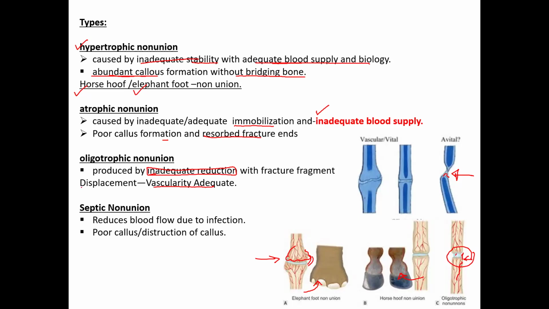Infected or septic non-union, by name it is clear that there is infection. So when there is infection, there are microemboli from the infective material and the patient will have poor vascularity. So it is a combination of poor vascularity along with infection. It happens most of the time in open fractures.